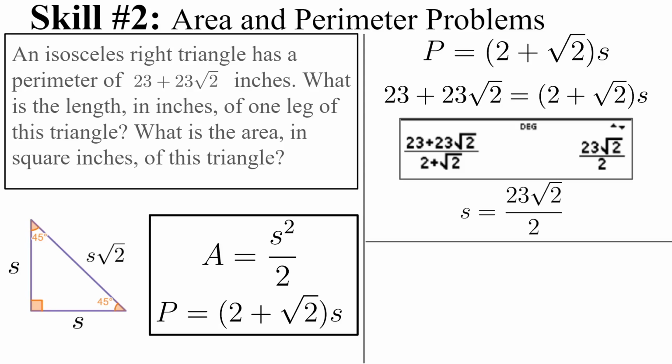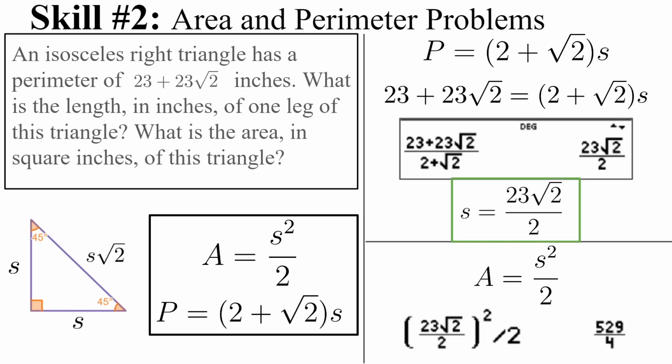And for the area, we're just going to take that equation and put in the number we just got for s. So also going to do that on a calculator. 23 root 2 over 2 squared divided by 2 should get 529 over 4. So the two answers to this question would be 23 root 2 over 2 and 529 over 4. On the actual test, they'd probably give you some nicer numbers, but I still thought this was a good introductory example.